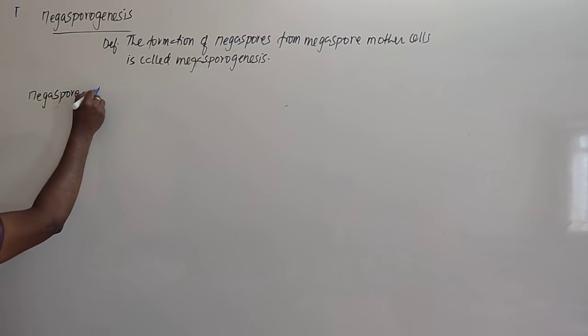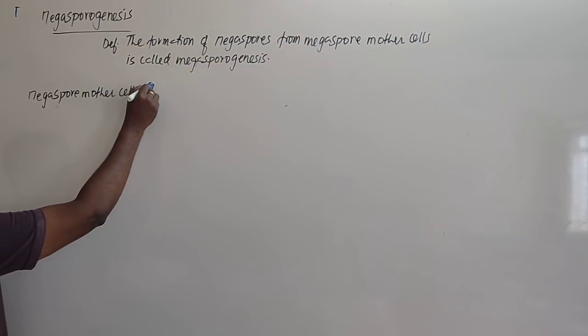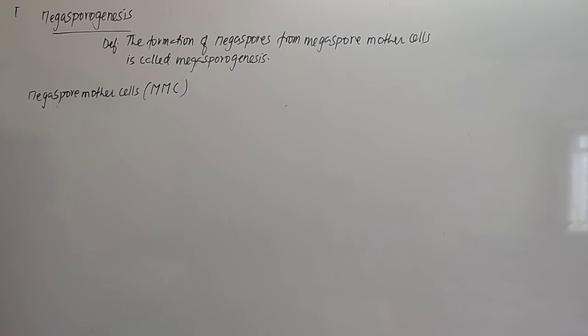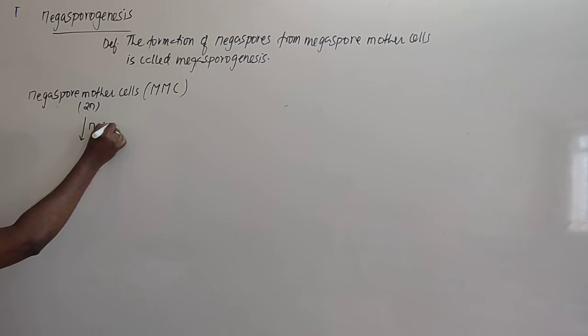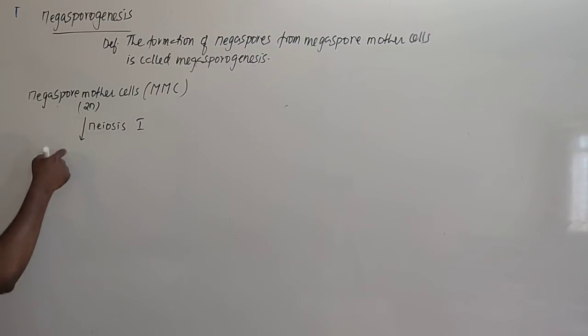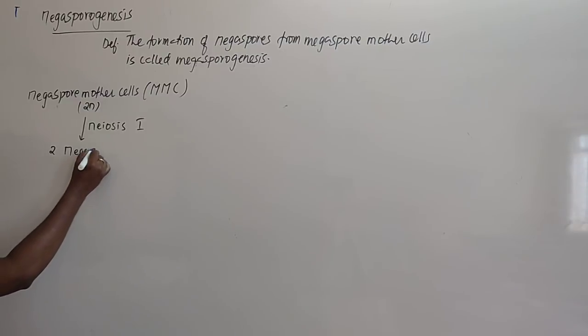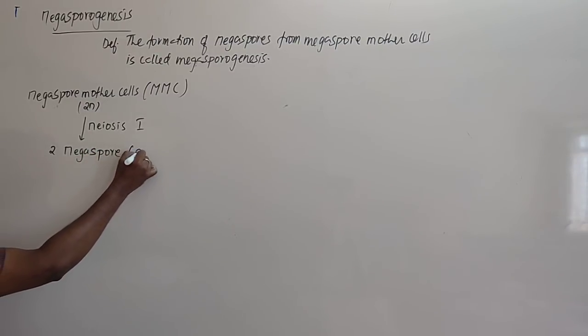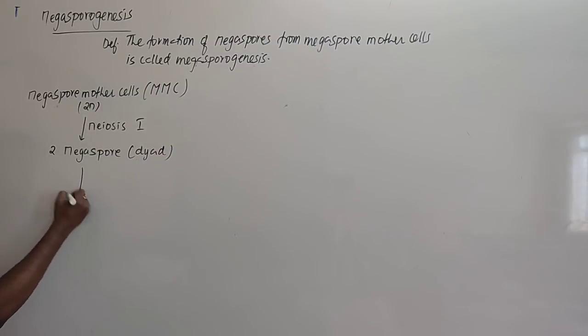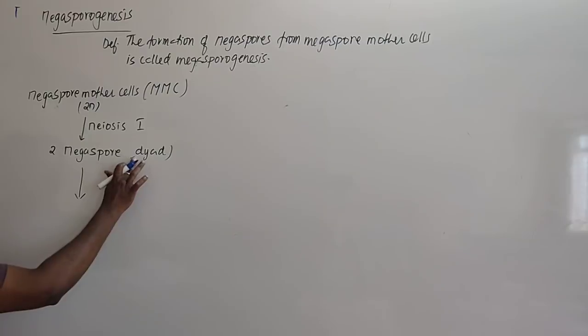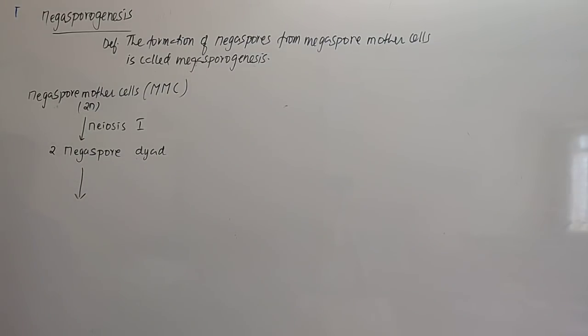The megaspore mother cells, in short abbreviated form I call them MMC, are diploid in condition. The megaspore mother cell undergoes meiosis I, and this results in the formation of two megaspores. I can call it a dyad, that is, a megaspore dyad.